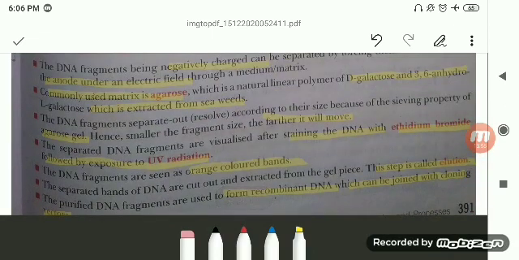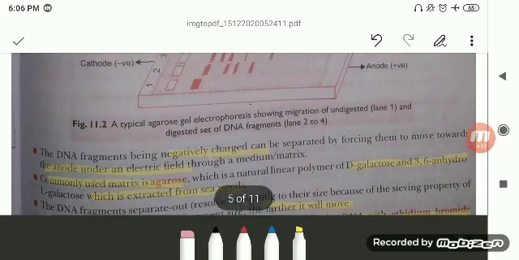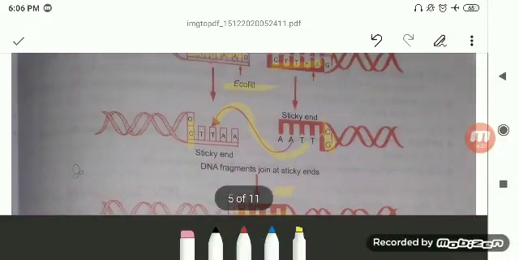So today we discussed two topics, or two mechanisms. One is the action of your restriction enzyme, and the second is the separation and isolation of DNA fragments by the technique known as gel electrophoresis. They both are very important. Please go through them and consult your NCERT for the same.